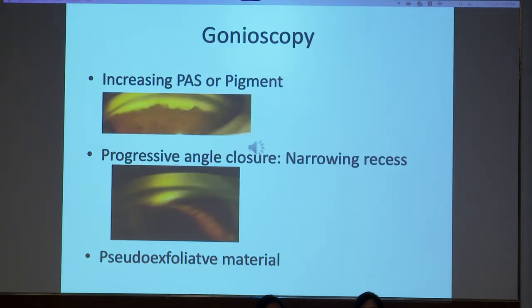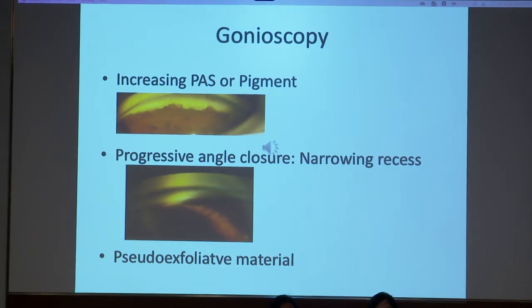Changes in the angles as seen on gonioscopy, whether it is an increasing number of big peripheral anterior synechiae or increasing pigmentation, or a progressive angle closure with a narrowing of the recess, or an increase in the amount of exfoliative material, may all indicate progression of glaucoma.